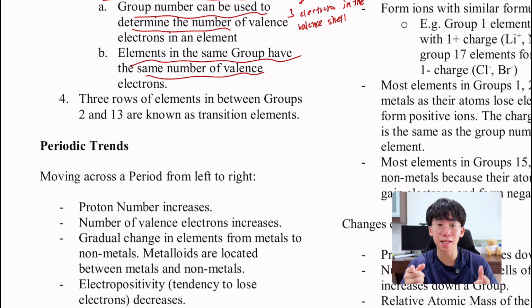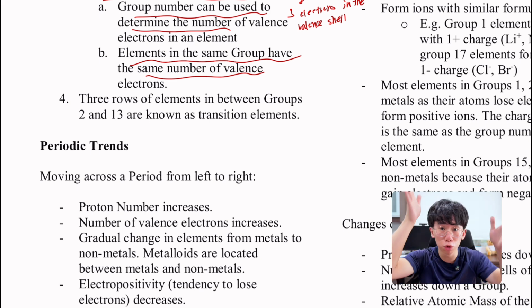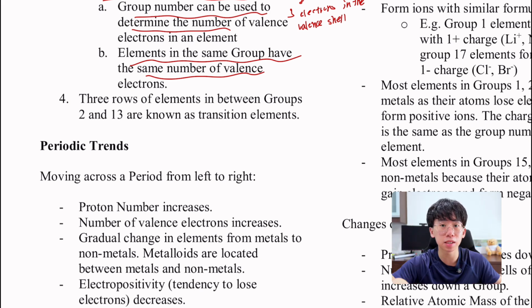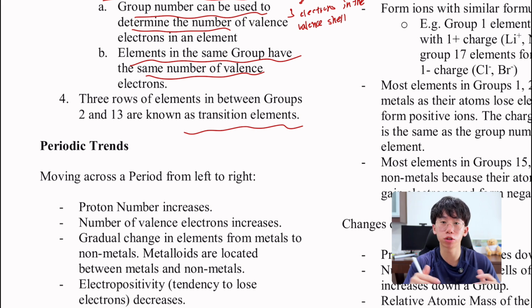You're also going to realize that there's actually 3 rows of elements that are between group 2 and group 13. These elements belong not to any specific group, they actually belong to this group called the transition elements. Next, let's take a look at some periodic trends that we can find in the periodic table.